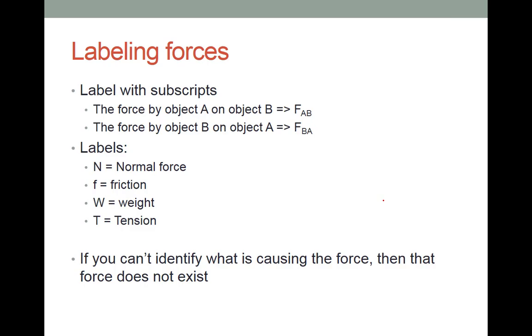So what are my labels? Okay, so for every force, I identify two things: the cause of the force and the thing experiencing the force. The first subscript is the cause. The second subscript is the object that is experiencing it. So when I say it, I have the force by object A, or caused by object A, acting on object B, F_AB. Or I could have the force caused by object B acting on object A.